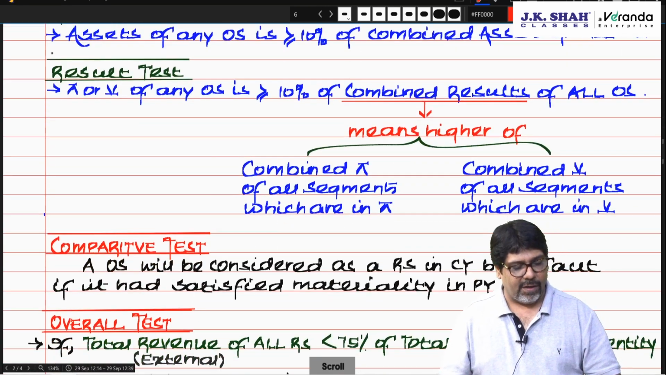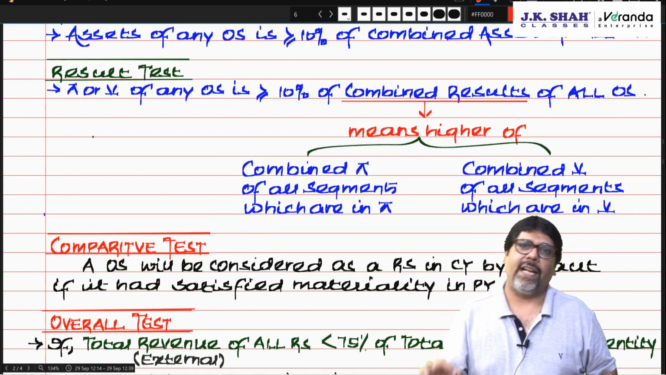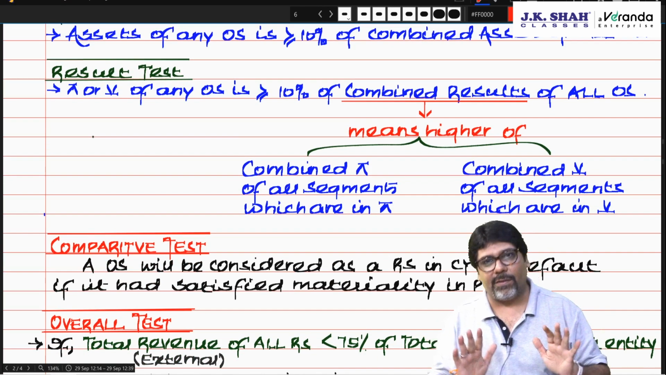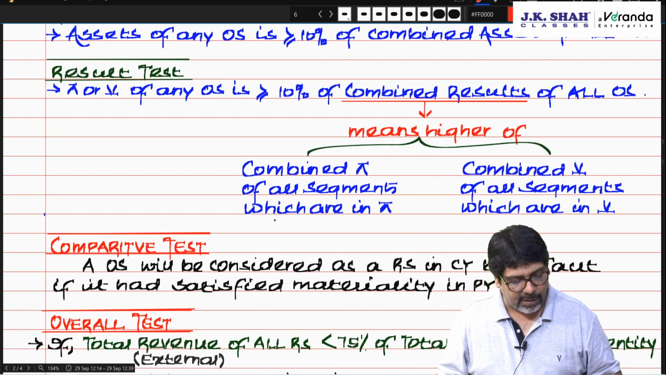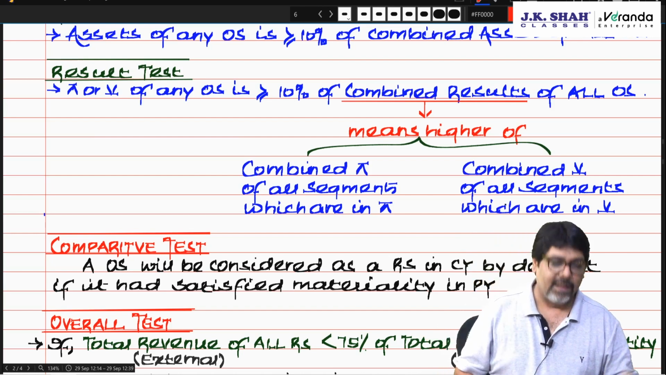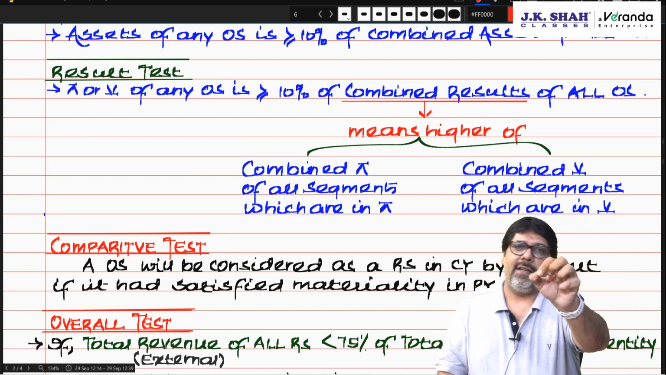Correct. Profit or loss of any operating segment is 10% or more than total profits or total loss, whichever is higher, of all the segments put together. Means higher of combined profit of all the segments which are in profit and combined losses of all the segments which are in loss. Now Chartered, if you satisfy any one of the tests, you are a reportable segment.